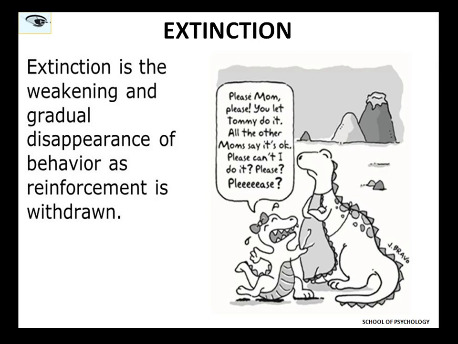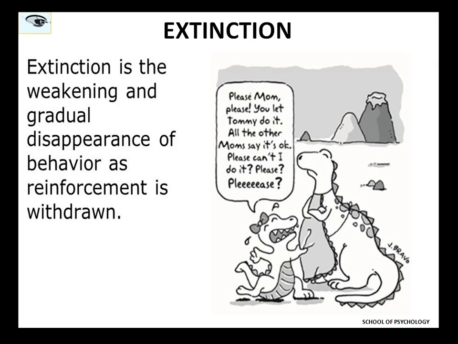Similarly, in the other form of conditioning, operant conditioning, let's say the rat on pressing the lever does not get the food pellet. If this continues to happen time and again, the learned behavior is going to weaken or eventually disappear. That is what extinction is. It is the weakening and gradual disappearance of the behavior because the reinforcement is withdrawn. The animal is not being reinforced anymore.